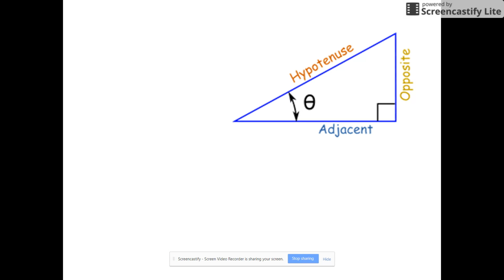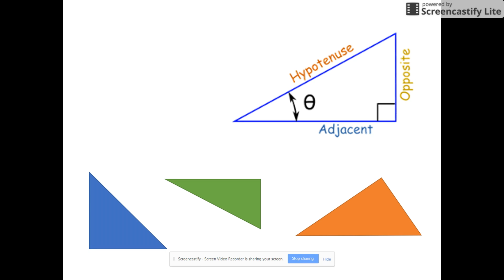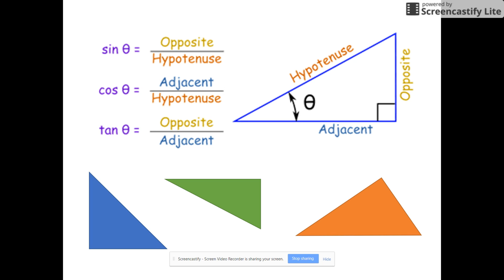Okay, some math stuff. At some point in your math career, you learned about sine and cosine and tangent. And we're interested in the sine of this angle. It turns out the sine of this angle is a ratio. It's a ratio of the opposite side over the hypotenuse. The hypotenuse is the longest side. So here's the hypotenuse for this blue triangle. Here's the hypotenuse for this green triangle. And here's the hypotenuse down here for this orange triangle. Hypotenuse is the longest side of a right triangle. Anyway, the sine of this angle is the opposite side divided by the hypotenuse.